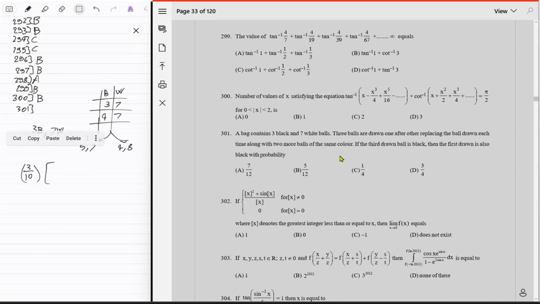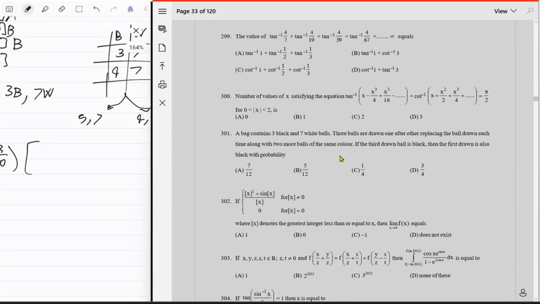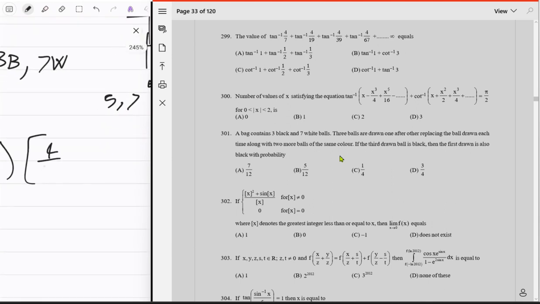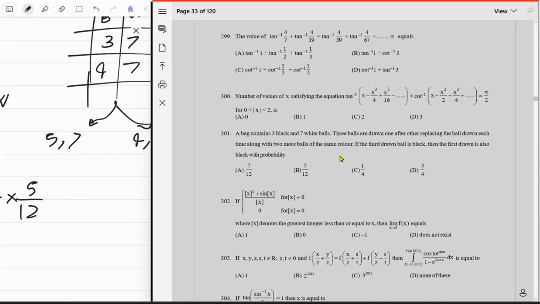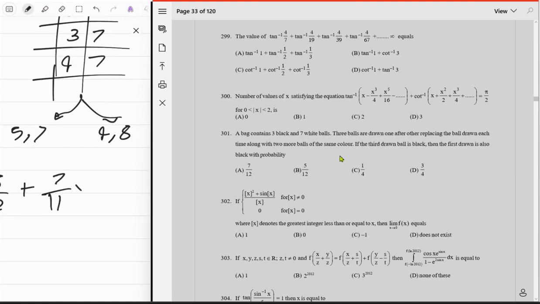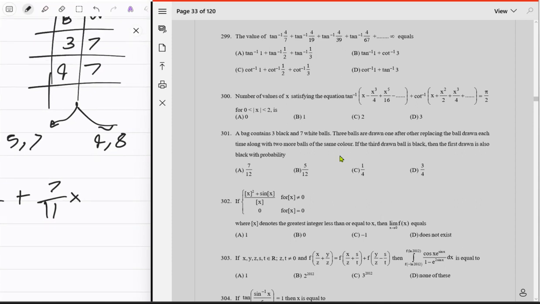Okay, what's the probability of drawing black? 4/11 times 5/12. Plus, if you drew white, the probability is 7/11 times 4/12, and then black is drawn. Right, that's the combined condition probability that the third ball is also black.